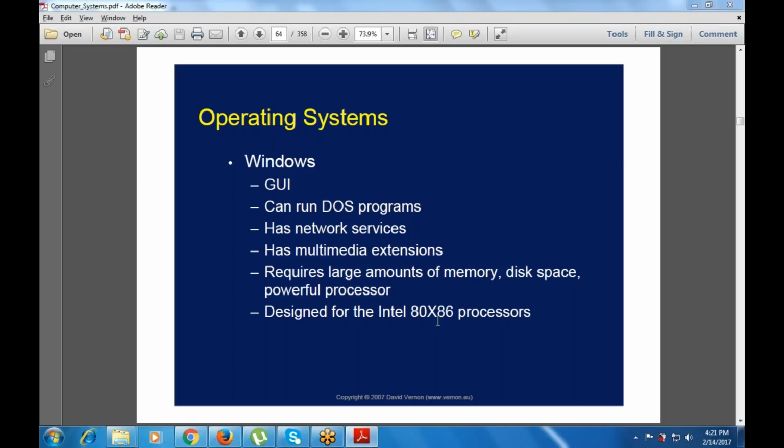Okay, so this is one example of the operating system. One example is Windows, that has a GUI, yes, that is a graphical user interface. In the same way, it can also run DOS programs and has network services and multimedia extensions or multimedia interfaces. This also requires a large amount of memory, disk space, and a powerful processor, and it is designed for the Intel 8086 processor.